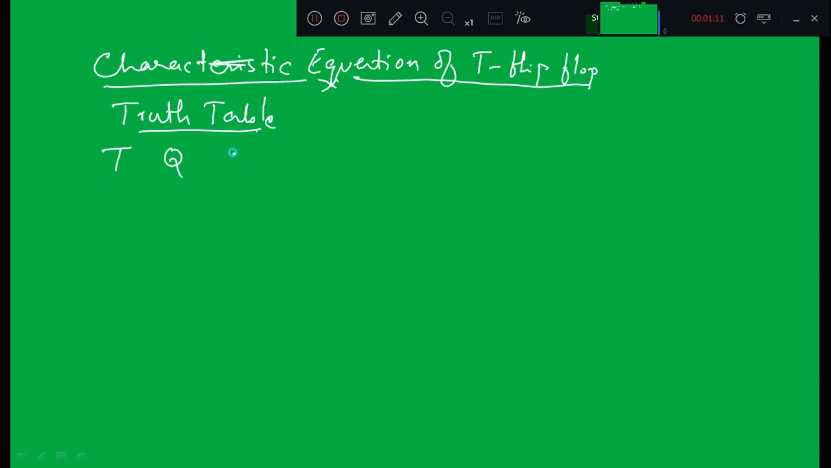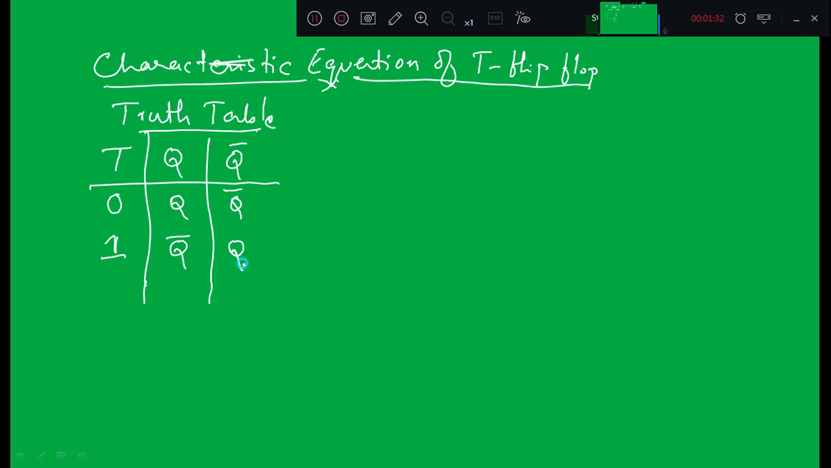I have T, Q, and Q bar, right? And we are assuming the control input is always applied. Okay, so initially when T is equal to 0, it remains in its previous state, and when T is equal to 1, it toggles, right? Toggles, I can write either Q bar or Q, which we call the toggling state, right? So if my previous state is 1 0, when I make T equal to 1, it toggles. That means the present state will be equal to 0 1, right?